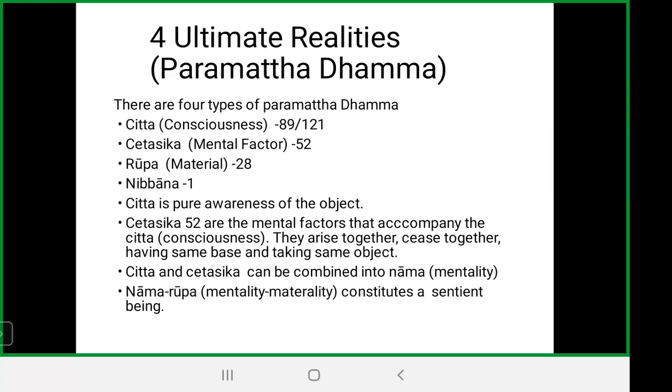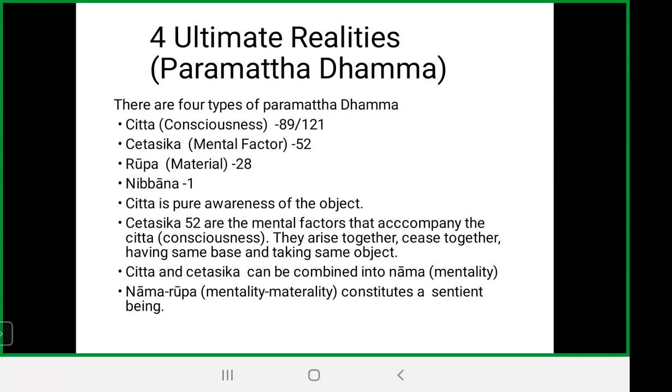Nibbana is 1. So chitta, consciousness, is the pure awareness of the object, right? This is the definition of chitta. It's just something knowing the object, or awareness of the object. So the 52 chittasika are mental factors that accompany the chitta, consciousness.